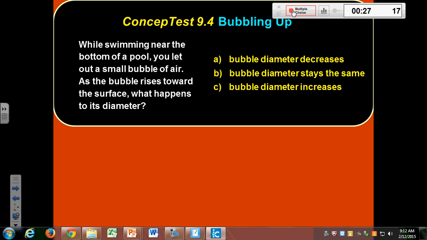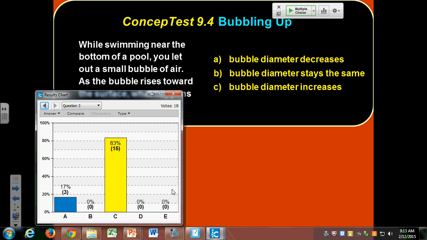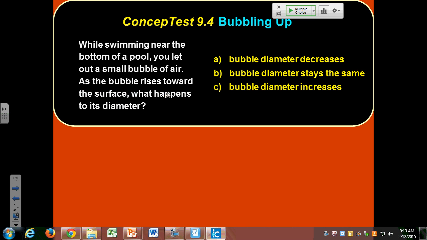Okay, very good. Y'all are doing a good job. I'm going to stop at, say, 35. I think you probably know this answer intuitively. There are a couple of things at play, though. C is the right answer.